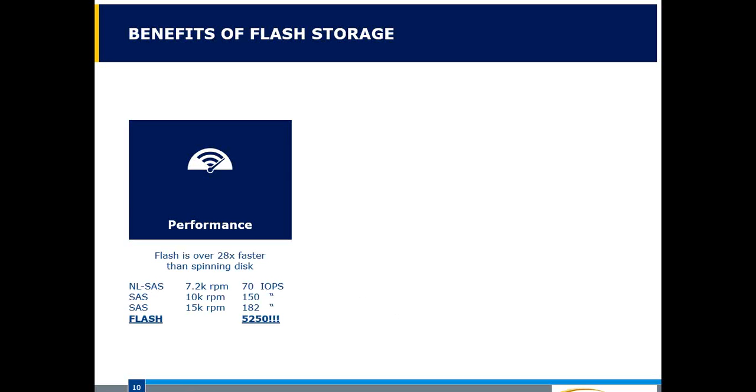A standard 10K RPM SAS drive gets around 150 IOPS. The 15K drives, which we don't see much of these days, come in at about 182. For flash memory modules, the average that we design against is around 5,250 IOPS per module, and that's 28 times faster than spinning disk. That's a quantum leap in speed.